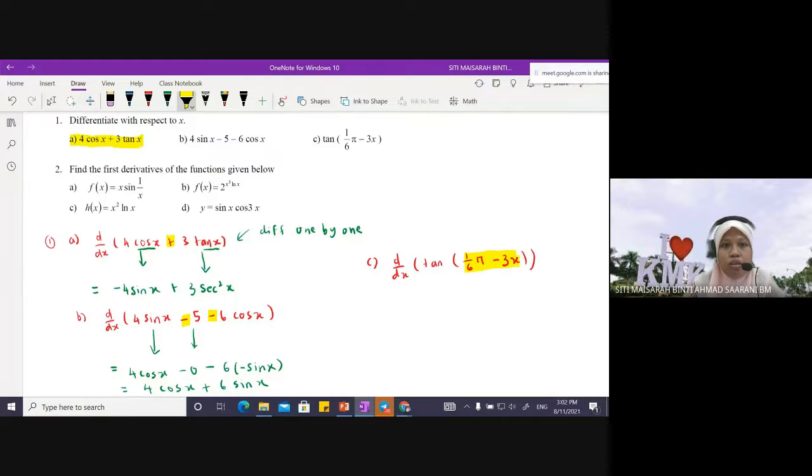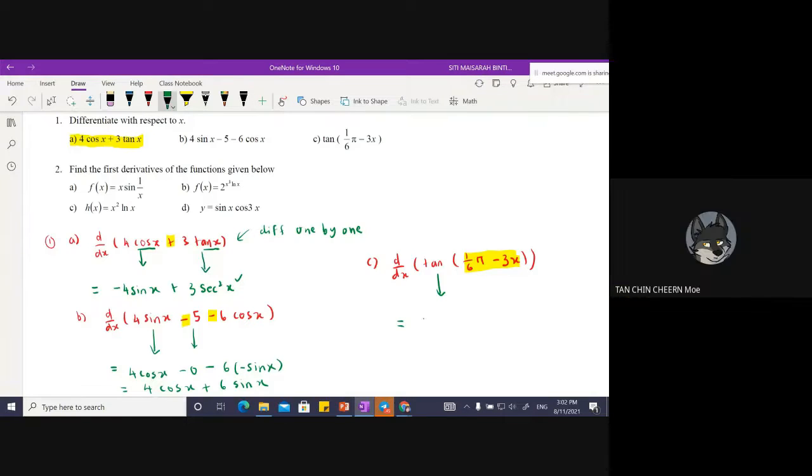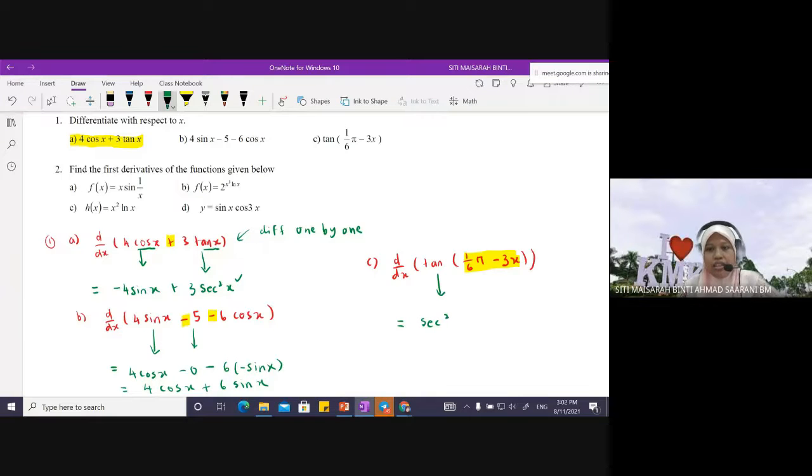Okay. So awak tengok sini. Untuk differentiate tan, we get secant square. X dia kat sini tukar kepada angle dia, pi over 6 minus 3x. And then awak kena differentiate angle dia. Because angle dia bukan x lah. Angle dia lain pada x. Awak kena differentiate angle dia.